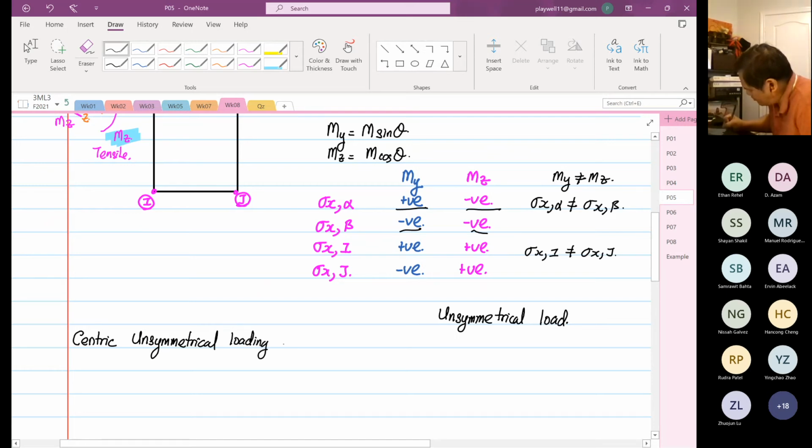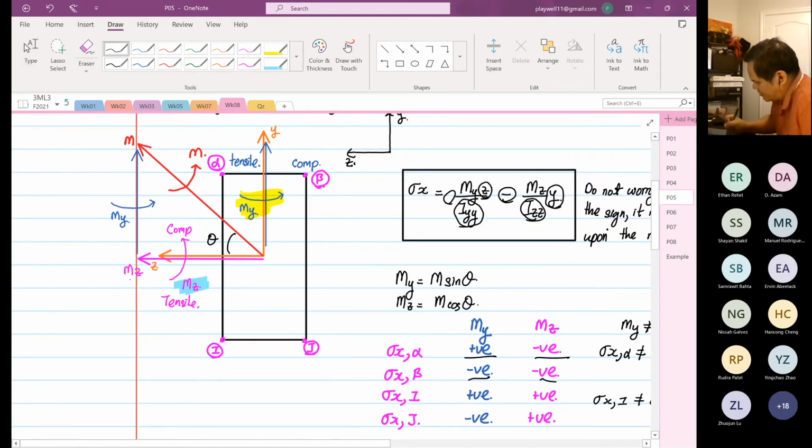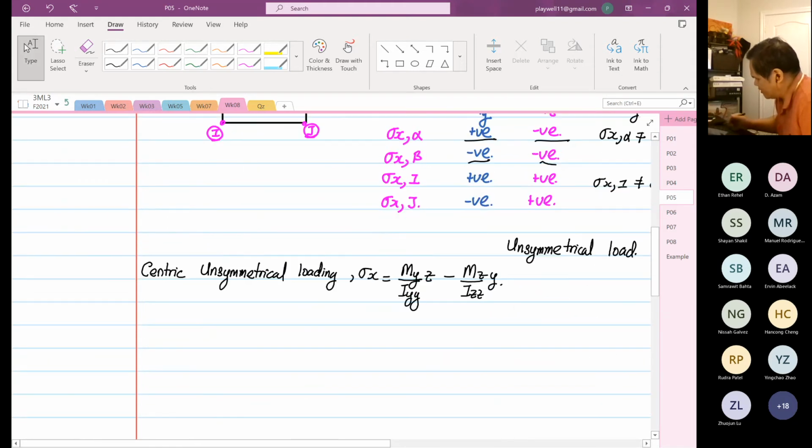So if you want the true form of the formula, if you look at any formula books, it is equal to my over Iyy multiplied by z minus mz over Izz multiplied by y. Now, if some of you were to ask me, Eugene, why is mz minus? Because the z-axis over here is pointing towards negative. We have the concept that positive is towards the right, positive is going up. So you see z down here is pointing negative, that's why it's negative.